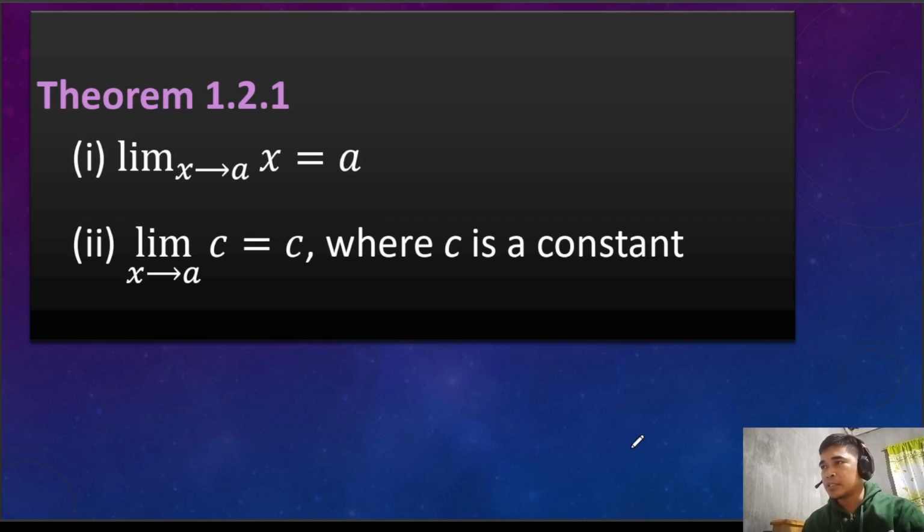Number 1, limit of x as x approaches a is equal to a. And number 2, limit of c as x approaches a is equal to c, where c is a constant. So therefore, the limit of a constant is the constant itself. And for number 1, the limit of a variable is the value of a.